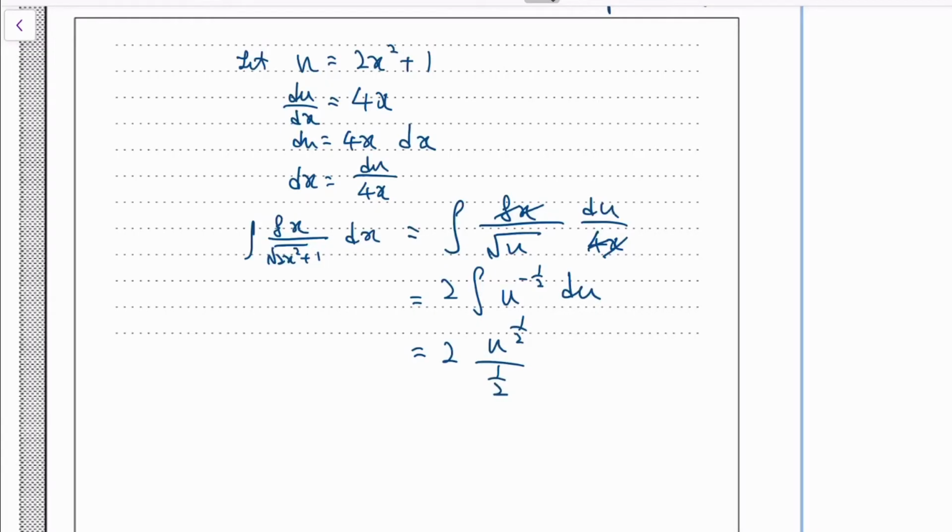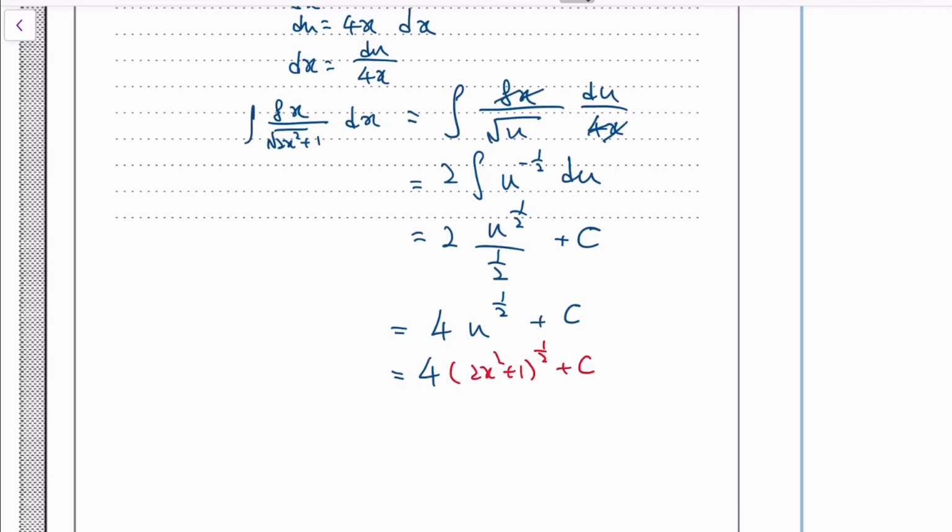So just integrate that, so you add 1 plus c. So this should be 4. When you put the u back, u was this. So it's 4, 2x squared plus 1, to the power of half, plus c. Okay? And this is f(x), because you have integrated the thing.